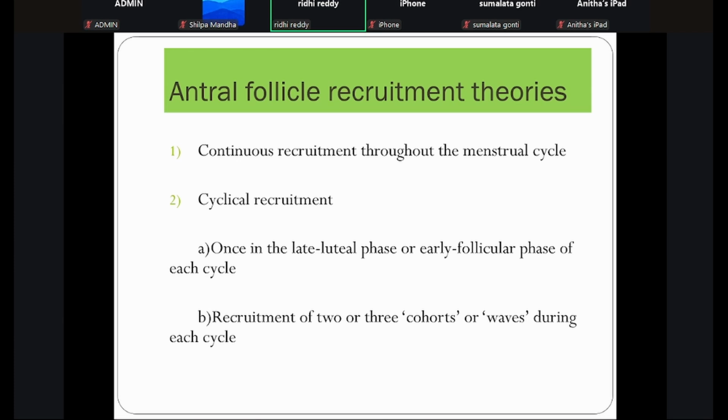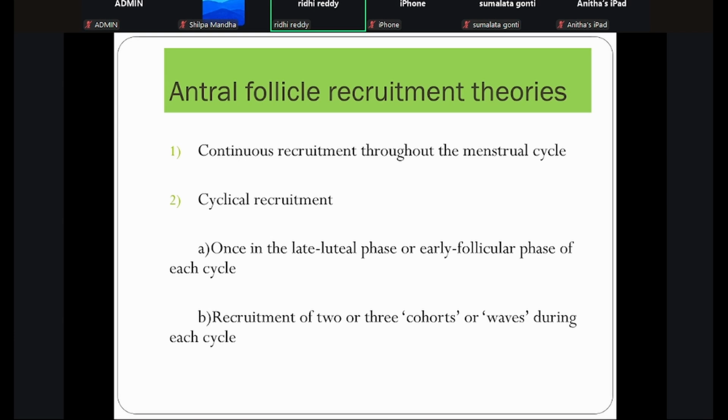Now not only are we doing day 2 start, we are also doing random start, whenever the patient comes, even on day 7, or in the late follicular phase or late luteal phase, we can start. This depends upon these theories, like antral follicle recruitment theories, because follicles have got continuous recruitment throughout the menstrual cycle or cyclical recruitment.